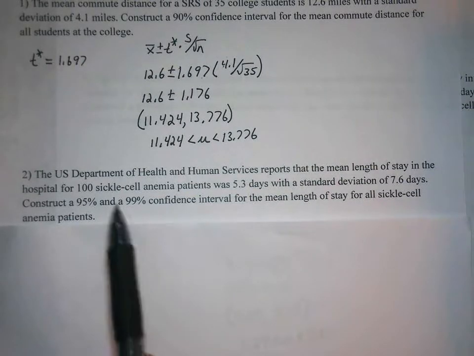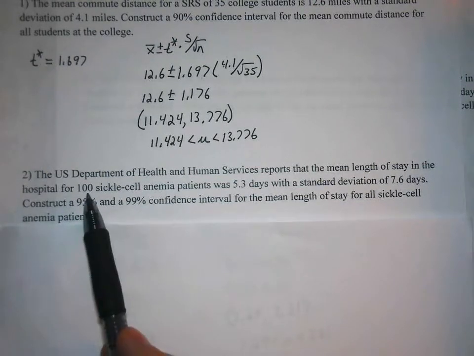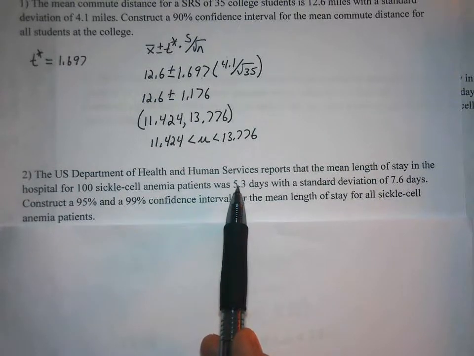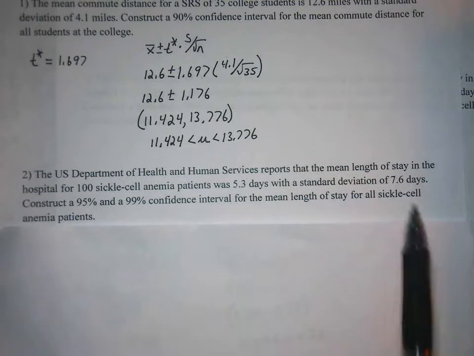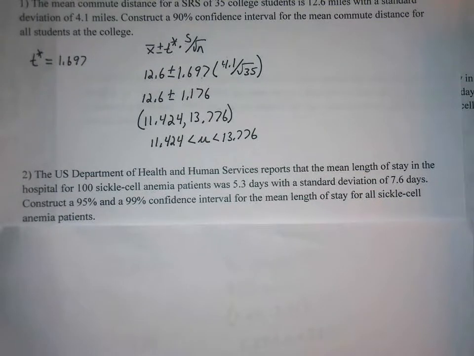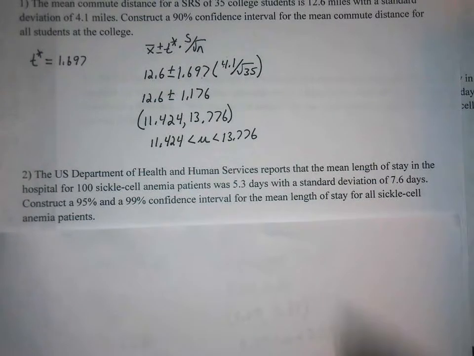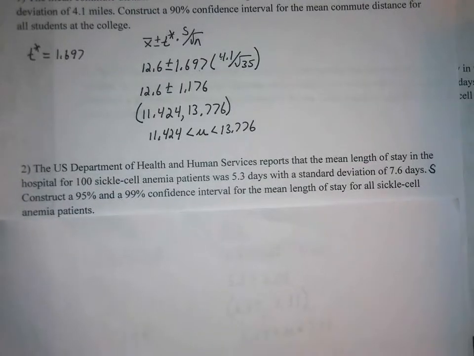And notice that you have 100 patients, so now your degrees of freedom will be 99. The mean was 5.3 days and the standard deviation is 7.6. So again, when you read that, you notice that those numbers are coming from the sample. So that means that the 7.6 days, that's a sample standard deviation S.